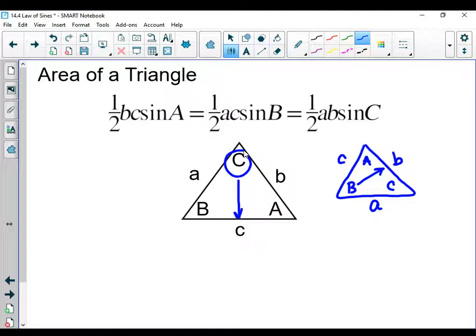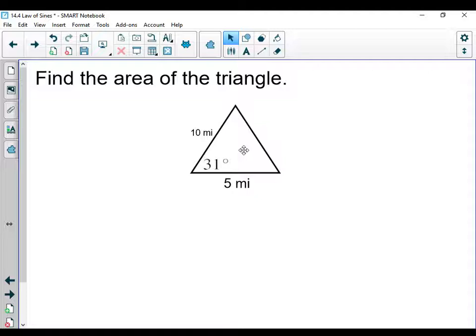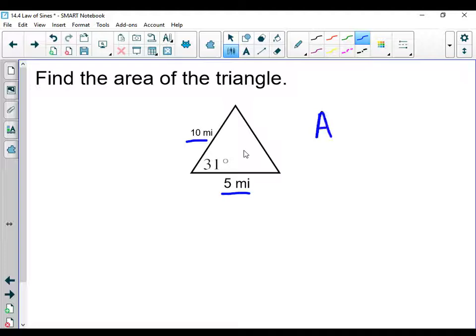Okay, so the area of a triangle, if you are given two sides and an opposing angle, you can simply just do 1/2 those two sides and then sine of the opposing angle. That's your formula you'll need to know for that. Okay, so let's look at this one. So we have two sides, and we have the angle that's in between the two. So to find the area, we're simply just going to do 1/2 10 times 5 and sine of 31 degrees.